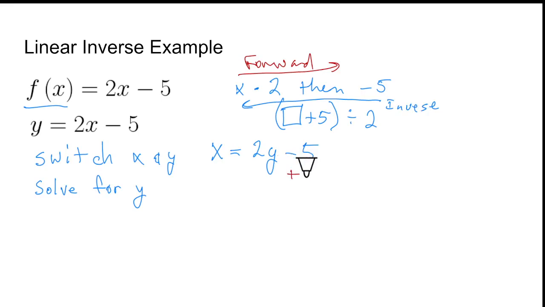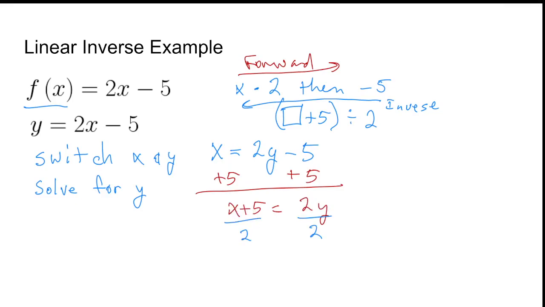So first thing we do is we add 5 to both sides. So then we get x plus 5 equals 2y. Then we need to switch colors. I divide by 2, and divide the whole thing by 2. So really what's happening is x plus 5 is getting done first. And so we end up with our inverse function being x plus 5, then the whole thing divided by 2.